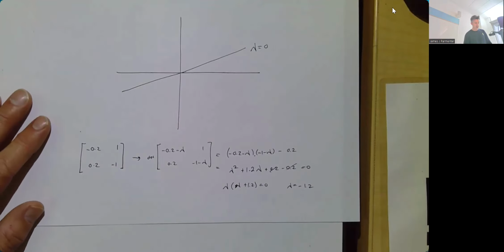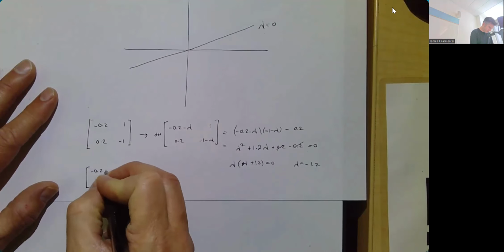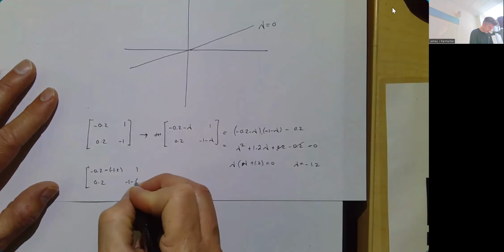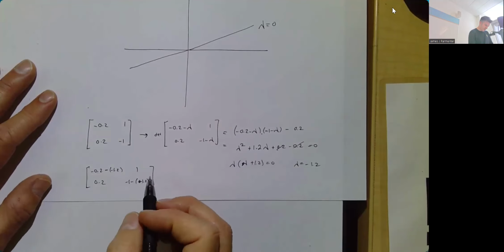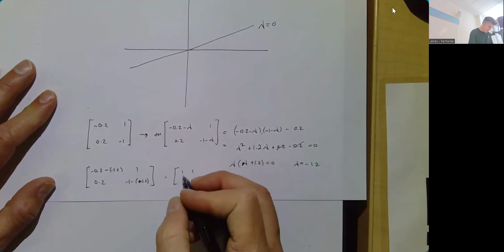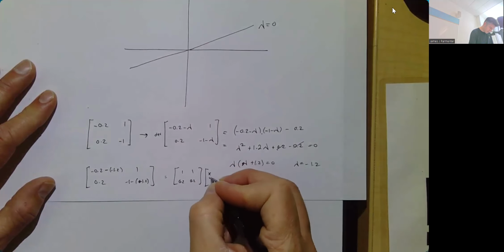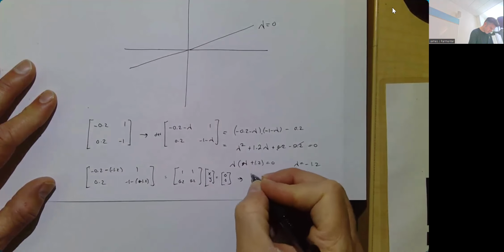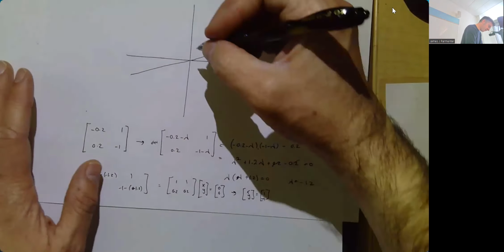If we try and find the eigenvector, we subtract that. So we do negative 0.2 minus negative 1.2, 1, 0.2, negative 1 minus negative 1.2. I know it's a lot of work here. So let's see, if we do that, you end up getting a 1, 1 and a 0.2, 0.2. So your other eigenvector is going to be (1, negative 1). So my other eigenvector goes this way.